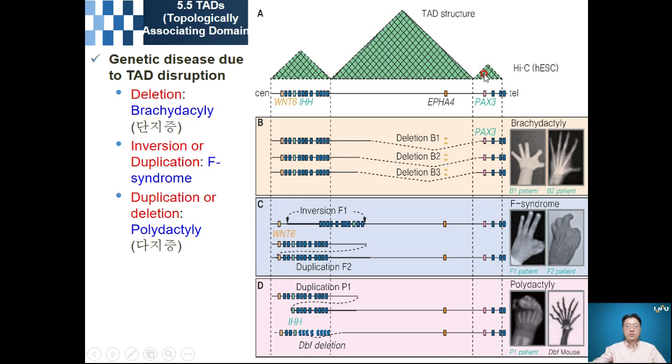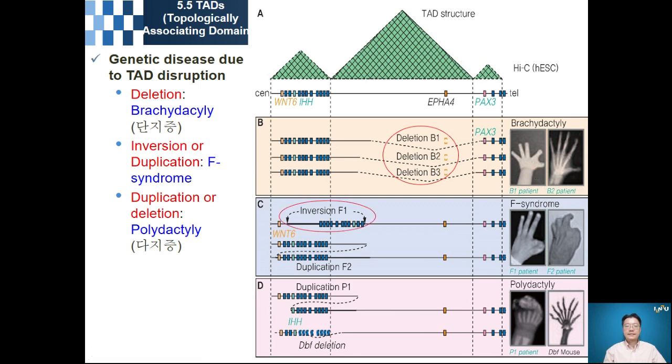In one case, for example, a deletion happens. For example, the region around here is deleted. When the deletion happens, it will disrupt this TAD structure. Finally, it will exhibit a genetic disease which has short limbs. In Korean we call it 단지증. How about another case?